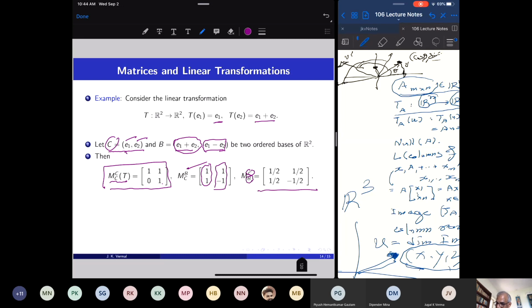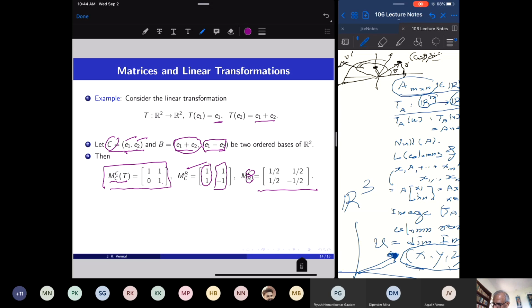So E1 is half of E1 plus E2 plus half of E1 minus E2. So the coordinates of E1 with respect to B are half, half. The coordinates of E2 with respect to the vectors in B are half, minus half. So this is the transition matrix from C to B.